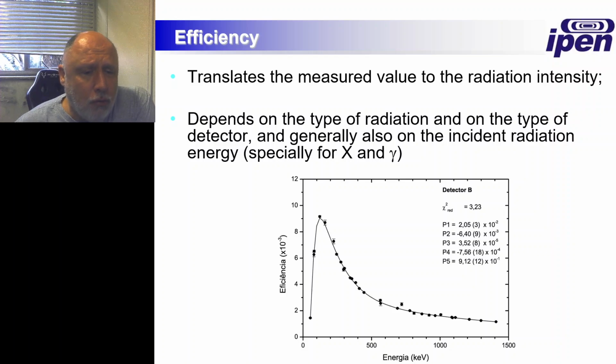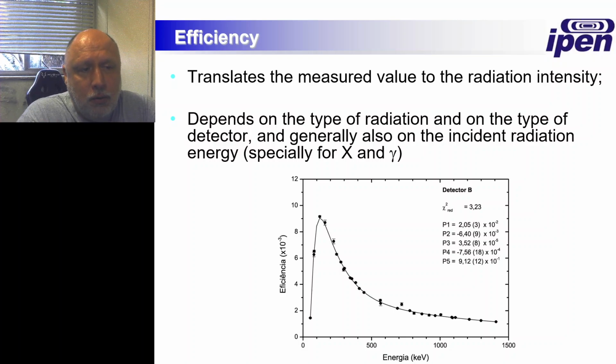Then there's the case of efficiency. Efficiency is now you want to translate what you measured to the intensity of the radiation, meaning I got here 100 events. Does it mean that I had 100 radiations, 100 particles reaching me, or does it mean we had 1000 and that's why I registered 100 or more than that?